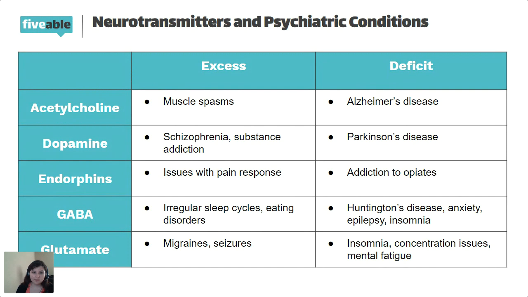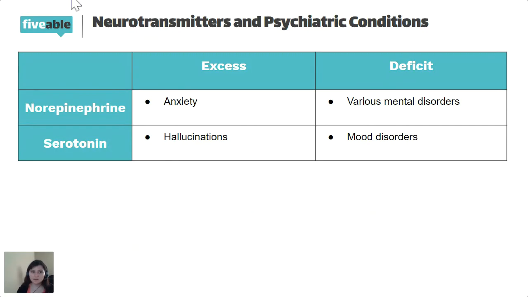So with glutamate, an excess would cause migraines and seizures, but if you're in deficit, you might suffer from insomnia, some concentration issues, or just overall mental fatigue. And then an excess of norepinephrine would cause anxiety, while a deficit would cause various mental disorders. Serotonin in excess would be hallucinations, and a deficit would be mood disorders, such as depression.